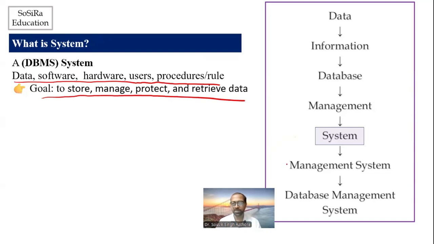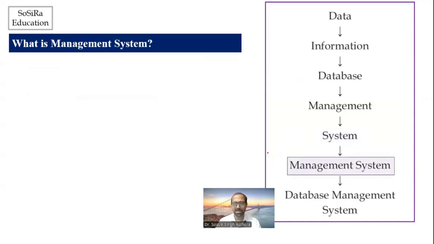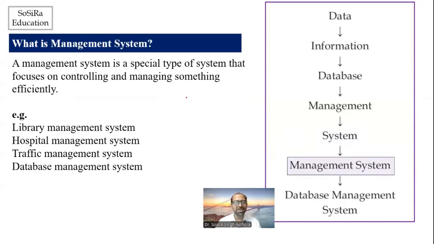Let's move to the words management system. What is a management system? It is a special type of system such as the library management system, the hospital management system, the traffic management system, and finally your data management system. These are special types of systems that focus on controlling and managing something efficiently.